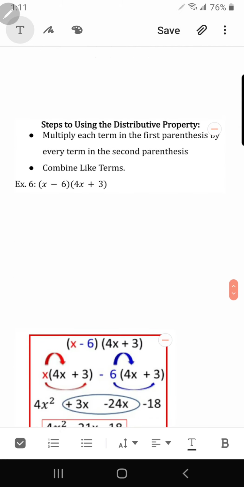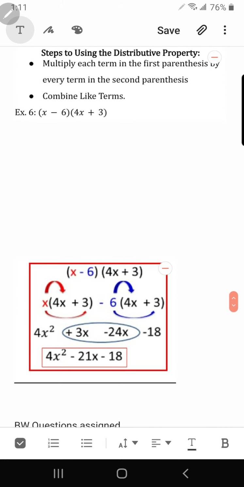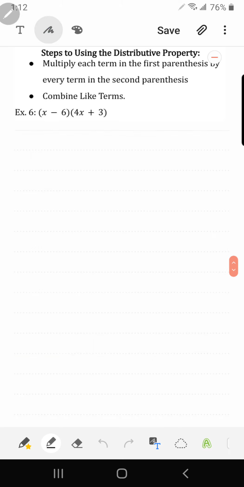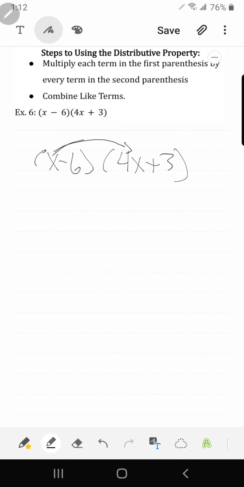Okay, so now here's another example. It's already worked out for you here by distribution. As you can see, we took the x minus 6 times 4x plus 3, but I'll work it out for you here. Here we go. We're going to have that x minus 6 times that 4x plus 3. Going to distribute the x to 4x, distribute the x to 3, distribute the negative 6 to the 4x, the negative 6 to the 3.